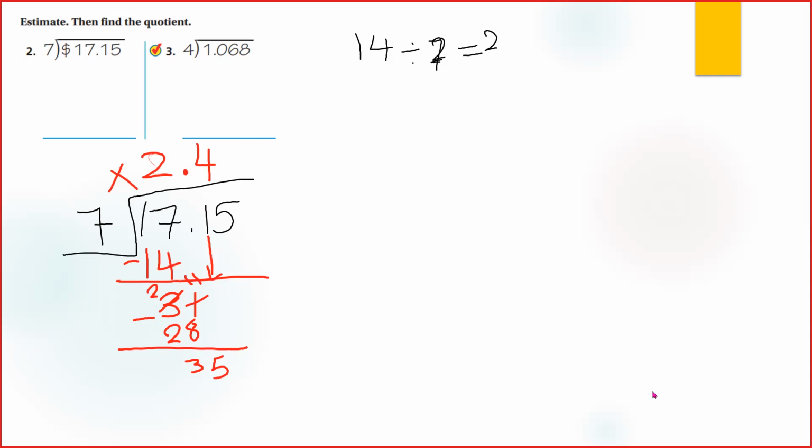Bring down 5. 35 over 7. Bravo, 5. 5 times 7, 35. So now what is my quotient here? It's 2.35. Thank you.